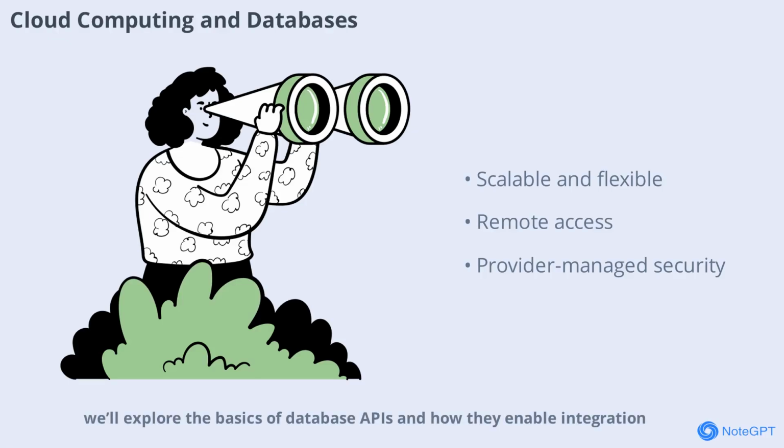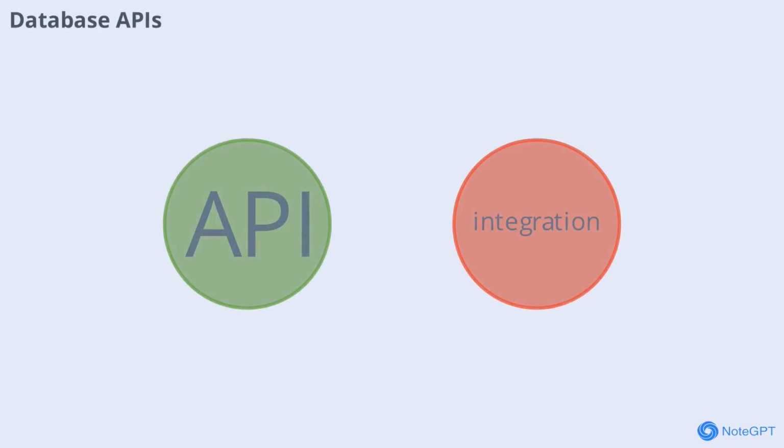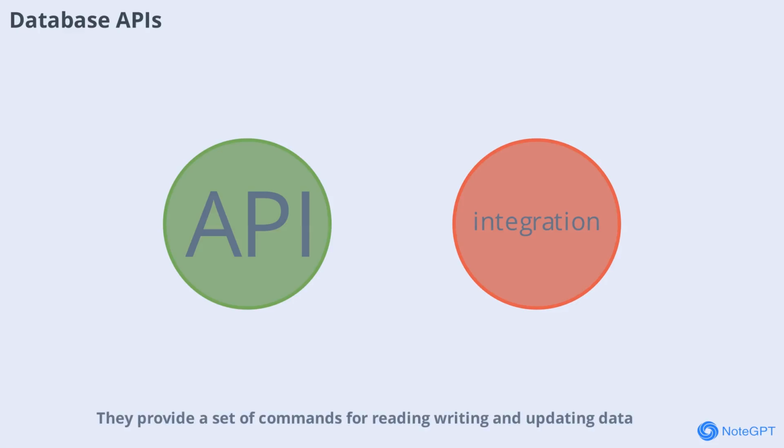Next, we'll explore the basics of database APIs and how they enable integration. APIs, or application programming interfaces, allow applications to interact with databases programmatically. They provide a set of commands for reading, writing, and updating data, making integration with other systems seamless. APIs are essential for building modern web and mobile applications that rely on real-time data.